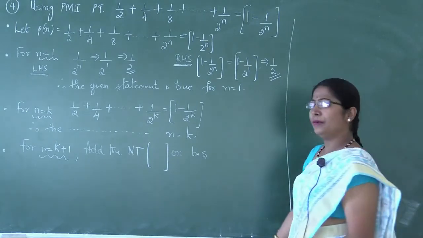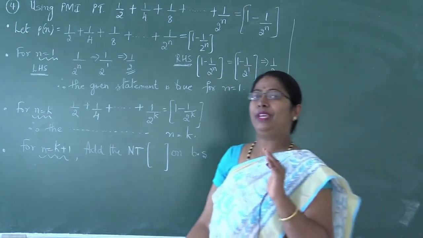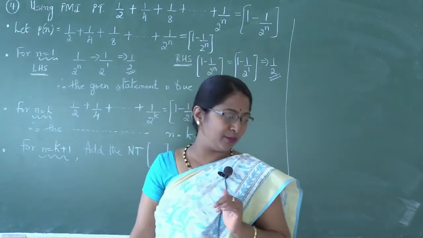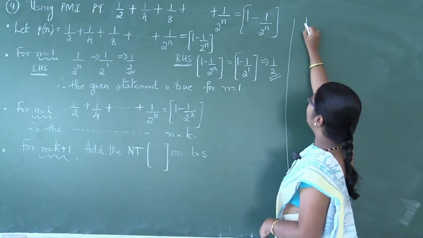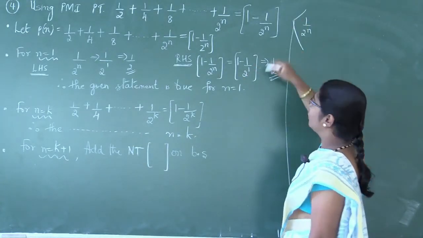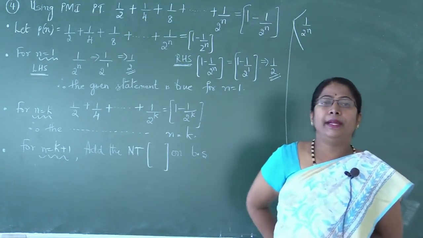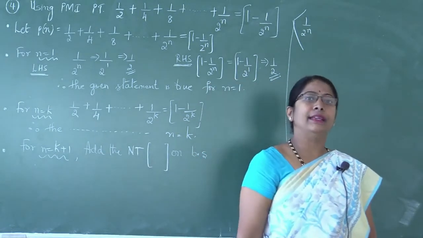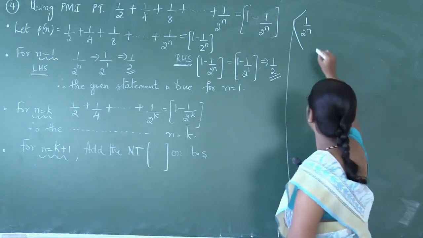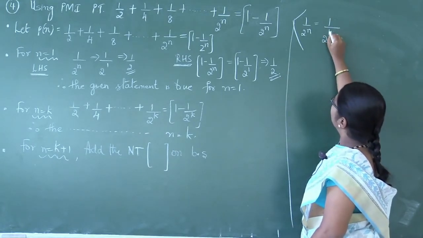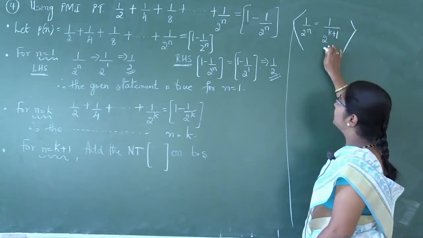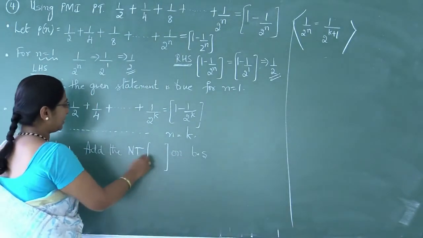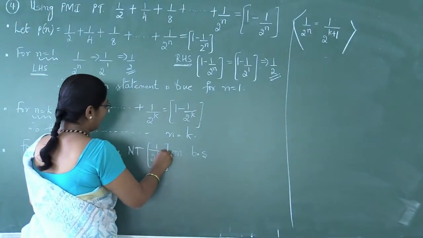In the previous problem, to find the next term, what did we do? We considered the last term, that is the nth term of the LHS. So what is the nth term of LHS in the question we have here? 1 divided by 2^n. You can make a note of this in the working column. So what is n equal to? k plus 1. So in place of n, we write k plus 1, which is equal to 1 divided by 2^(k+1). So this will be the next term which we are supposed to add on both the sides. What is the next term? 1 divided by 2^(k+1).